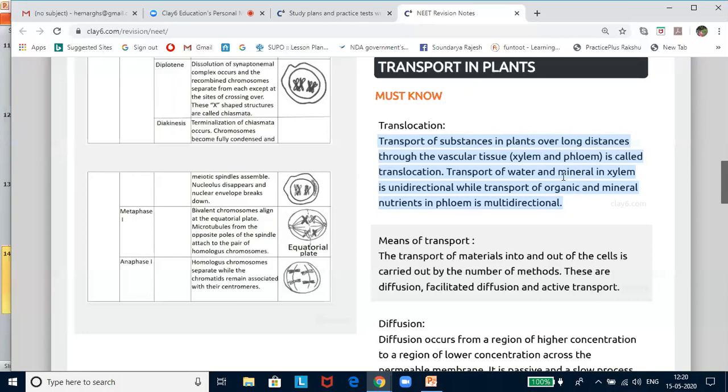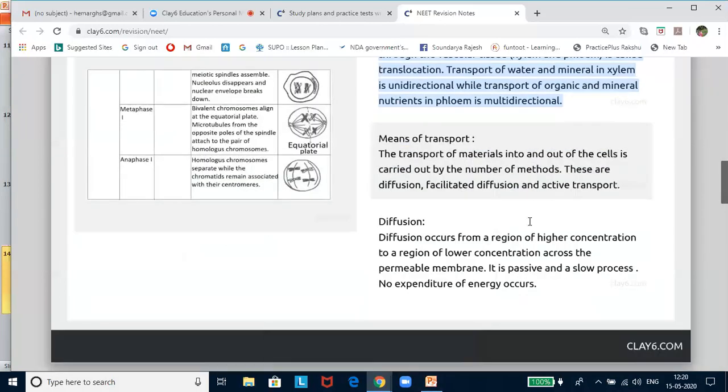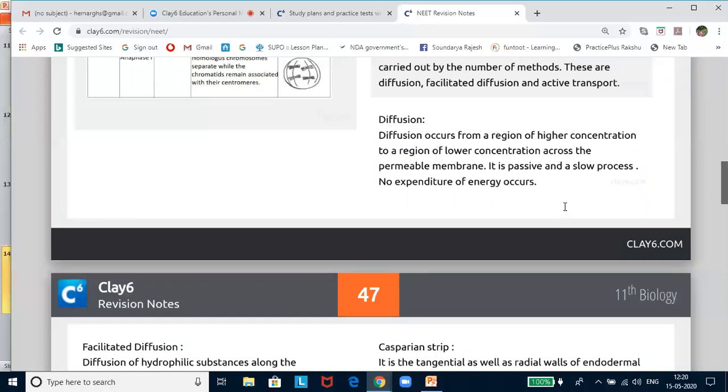Now let us look into diffusion, a means of transport. So what are the different ways transport occurs in the plants? You know very well they are diffusion, facilitated diffusion, and active transport. Now let us look at diffusion. It is the movement of particles, molecules or ions from a region of higher concentration to a region of lower concentration. Diffusion is a passive process which requires no expenditure of energy. During diffusion, each molecule diffuses down its own concentration gradient and remains unaffected by the concentration gradient of other molecules.